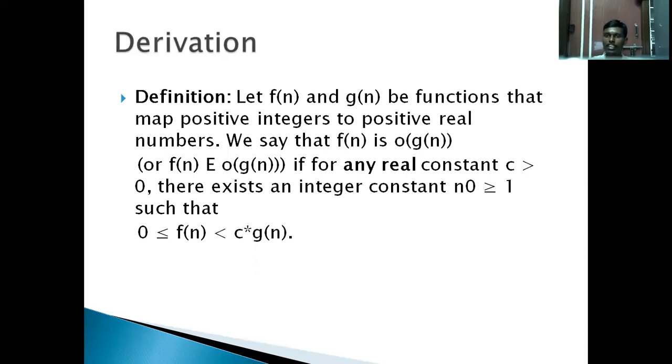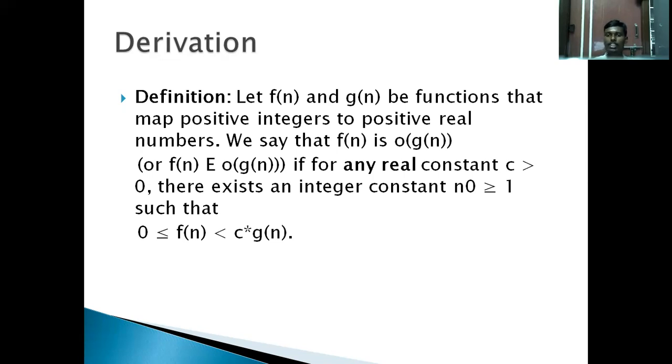The definition of little o notation. Let f of n and g of n be functions that map positive integers to positive real numbers. We say that f of n is o of g of n, or f of n belongs to o of g of n, if for any real constant c greater than 0, there exists an integer constant n not greater than or equal to 1 such that 0 less than or equal to f of n less than c into g of n.